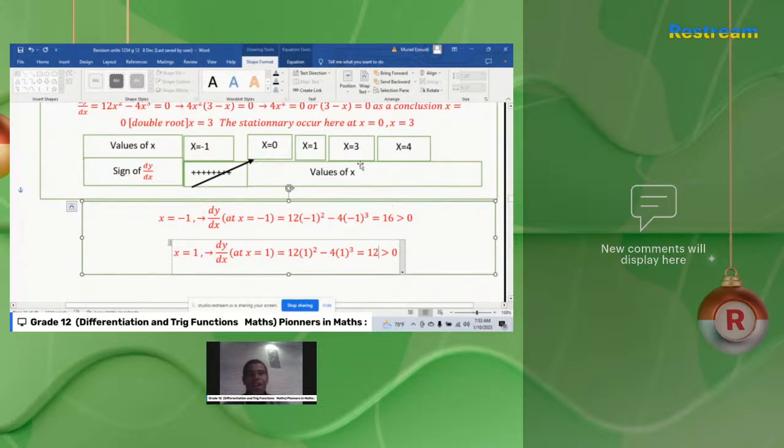Now I'm going to check. We call this positive. At this point the function is positive, and this one comes here.